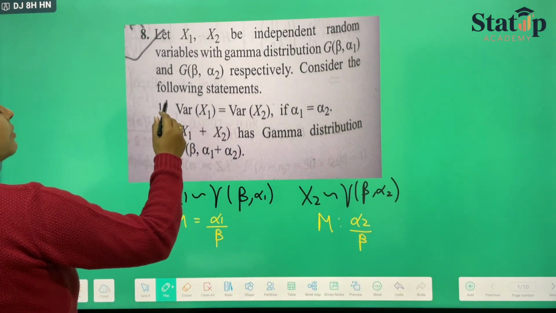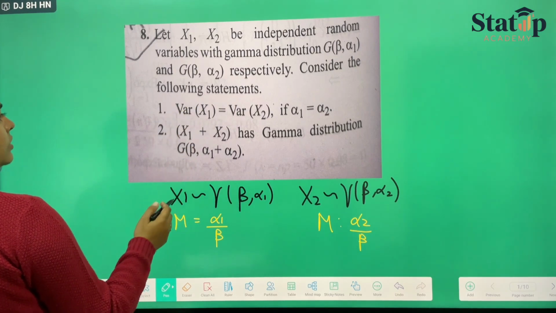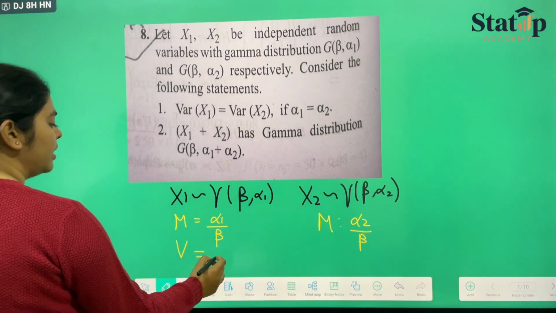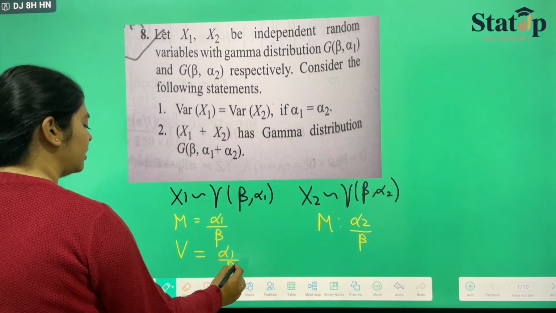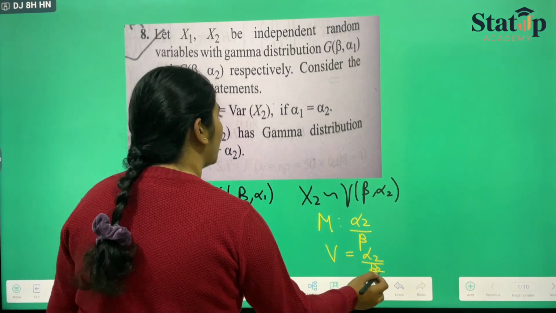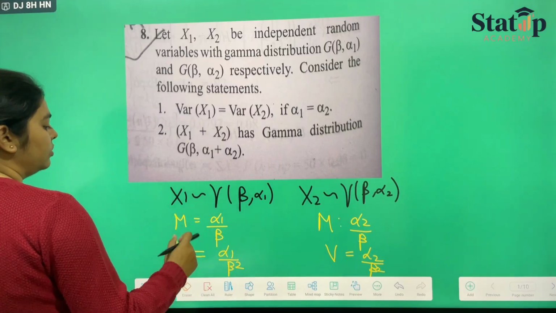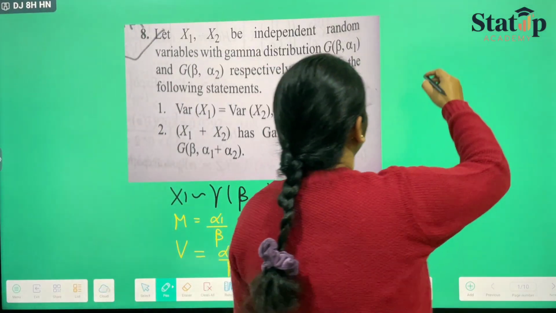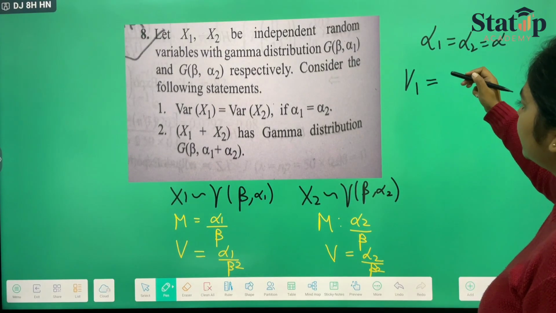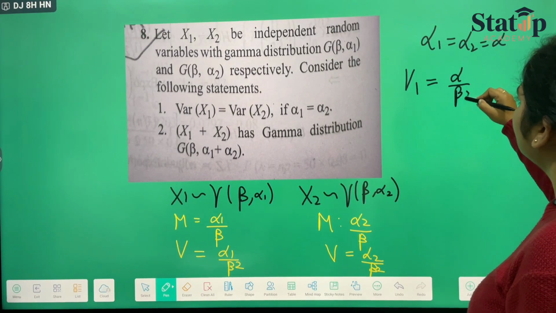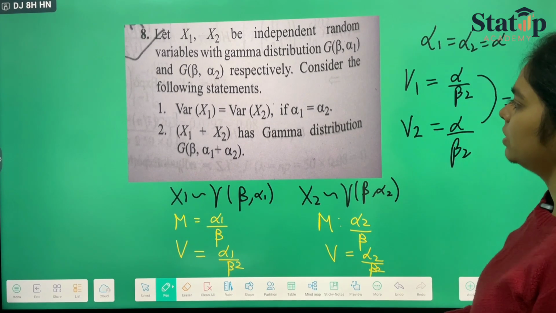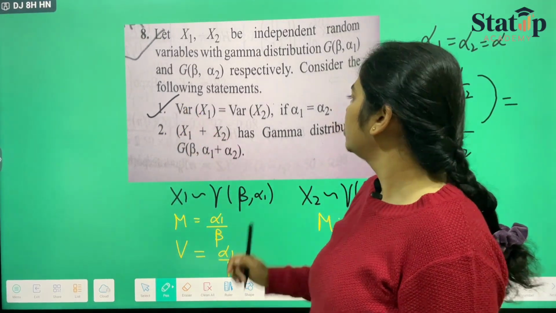So they have asked us to consider the following statement: variance of x1 is equal to variance of x2. If we talk about variance of x1, then it will be alpha 1 upon beta square, and variance of x2 will be alpha 2 upon beta square. And if alpha 1 is equal to alpha 2, then variance will be equal. Yes, if we take alpha 1 equals alpha 2 equals alpha, then variance of x1 will be alpha upon beta square, and variance of x2 will be alpha upon beta square, and both of them are equal. So our statement number 1 follows and is true.